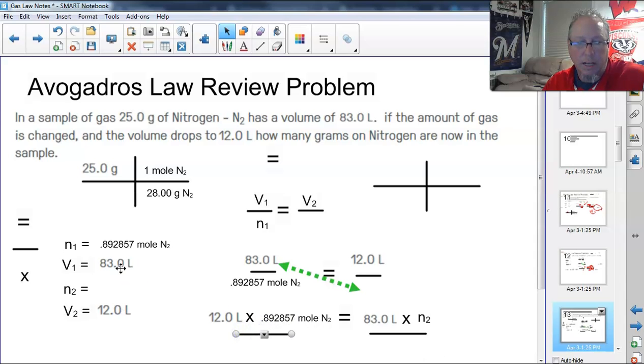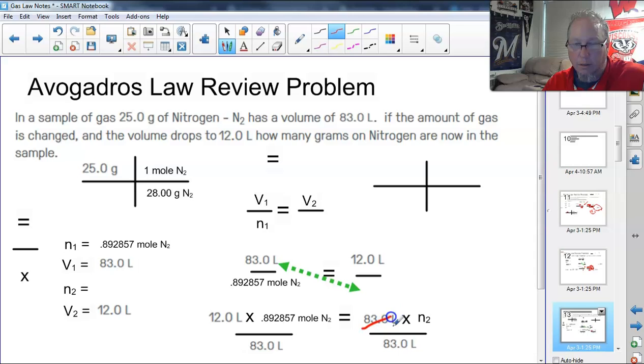Divide over on the other side. Divide both sides by 83. Divide this side by 83. That's going to get the N2 all by itself. We're going to get our 83s to cancel out here. Liters are going to cancel out here, which will leave me with number of moles.